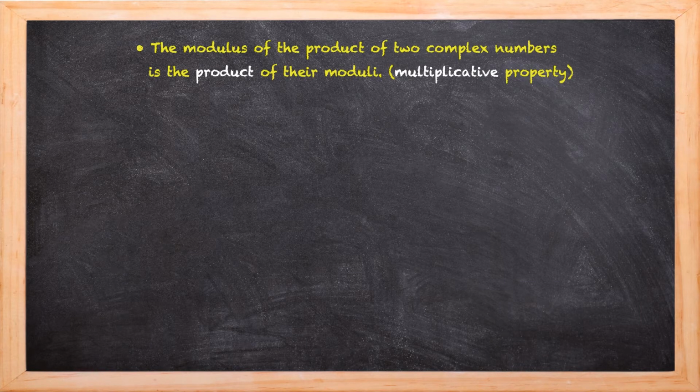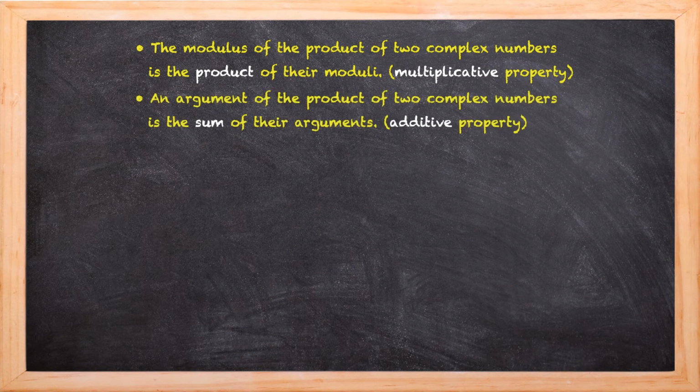Mr. Causey here. I want to return to a result we proved in a previous video. When we multiply two complex numbers, the modulus is the product of the moduli of the two complex numbers, and the argument of the product of two complex numbers is the sum of the two arguments. Now, let's look at this a bit more closely.